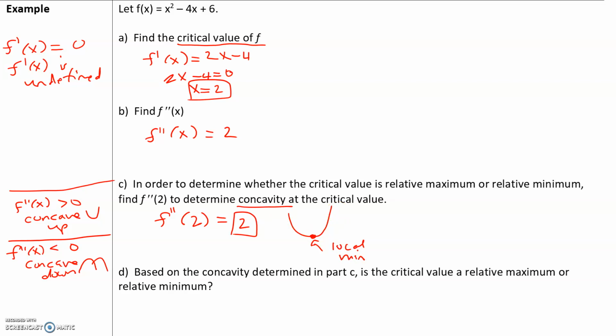Based on concavity determined in part C, is the critical value a local maximum or local minimum? A relative minimum, relative, local, same. So in this case, it's going to be a relative minimum. So if it's concave up, we always get a relative minimum. If it's concave down, then we always get a relative maximum. And if you graph this, the graph of this function looks like this. This is your x equals your critical value, and we can see that it's a local minimum since the graph opens up.